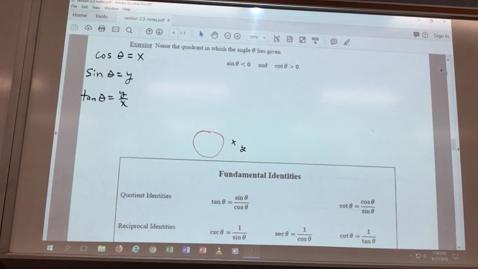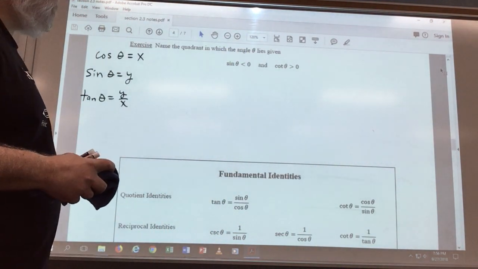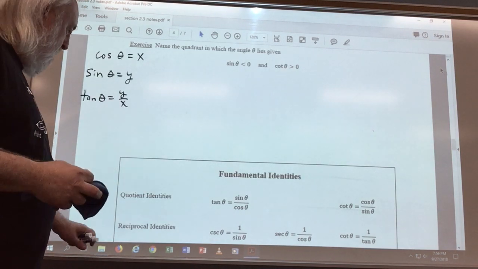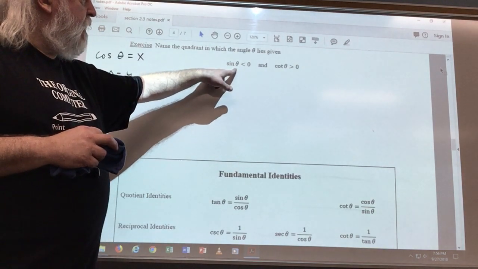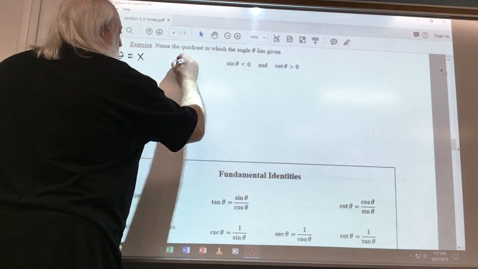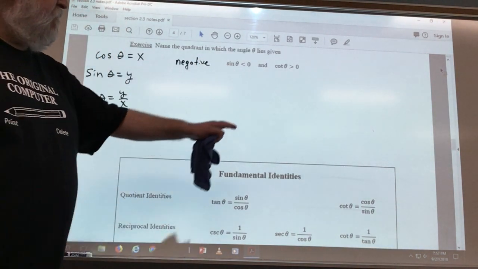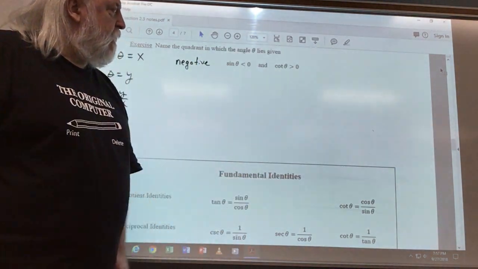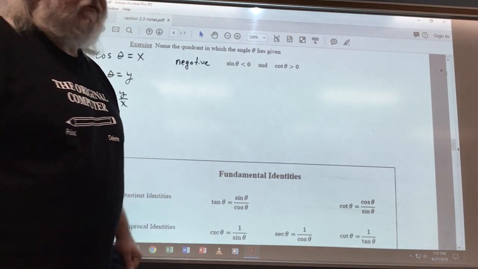We're given two pieces of information, and we have to determine what quadrant the angle theta lies in. The two pieces we're given are that the sine of the angle theta is less than 0, and you know any value that is less than 0 is negative. And the second piece of information is that the cosine of the angle theta is greater than 0, and any number that's greater than 0 is positive.